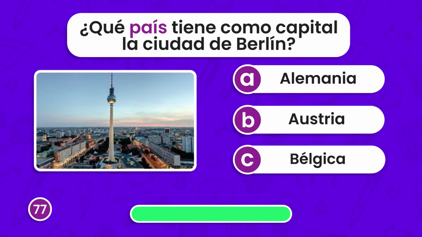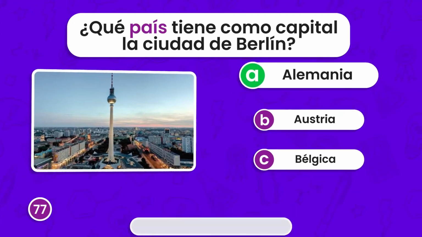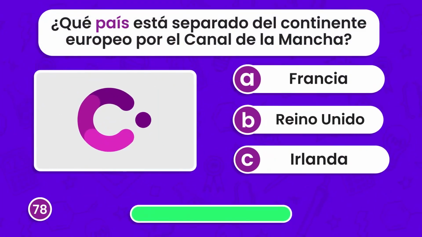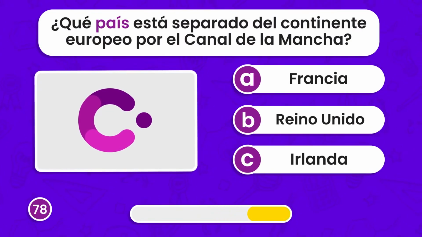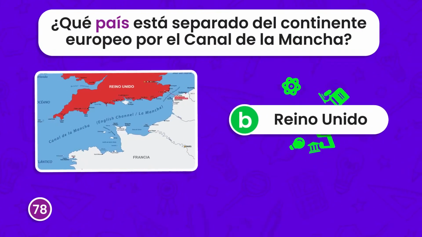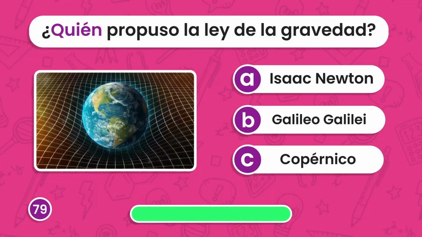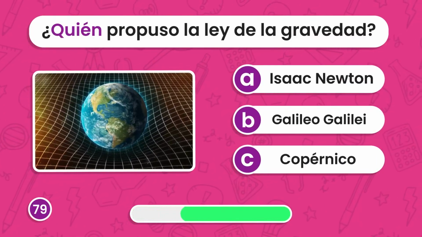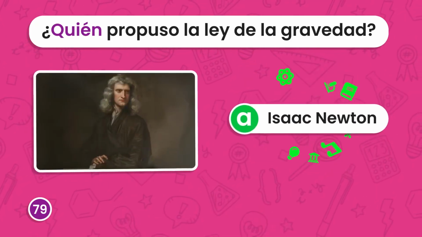Which country has Berlin as its capital? Germany. Which country is divided from the European continent by the English Channel? The United Kingdom. Who proposed the law of gravity? Isaac Newton.